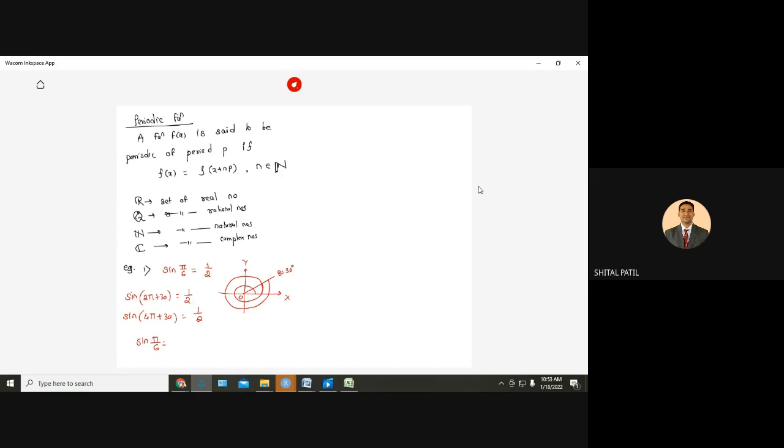Better I'll write it here. Sine of pi by 6 is equal to sine of 2 pi plus pi by 6. I am multiplying 2 pi by some number. Now I can take n equal to 1, I'll get 2 pi. N equal to 2, I'll get 4 pi. N equal to 3, I'll get 6 pi and so on. If I want to generalize, it is sine of x plus n into 2 pi, where n is any natural number.